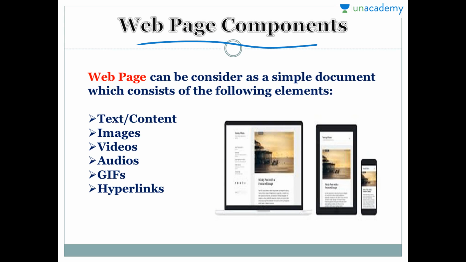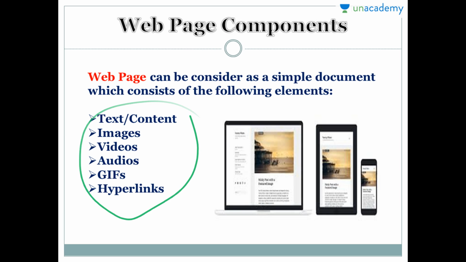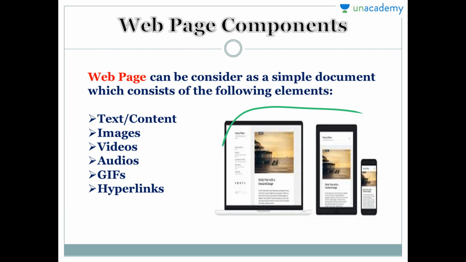So what are the web page components? A web page can be considered as a simple document which consists of the following elements. It means a web page consists of the following in any single page: text or content, images, videos, audios, GIFs, and hyperlinks. So these are the several components that can be included in any web page. As you can see in the diagram, a web page consists of an image, text, and several hyperlinks.